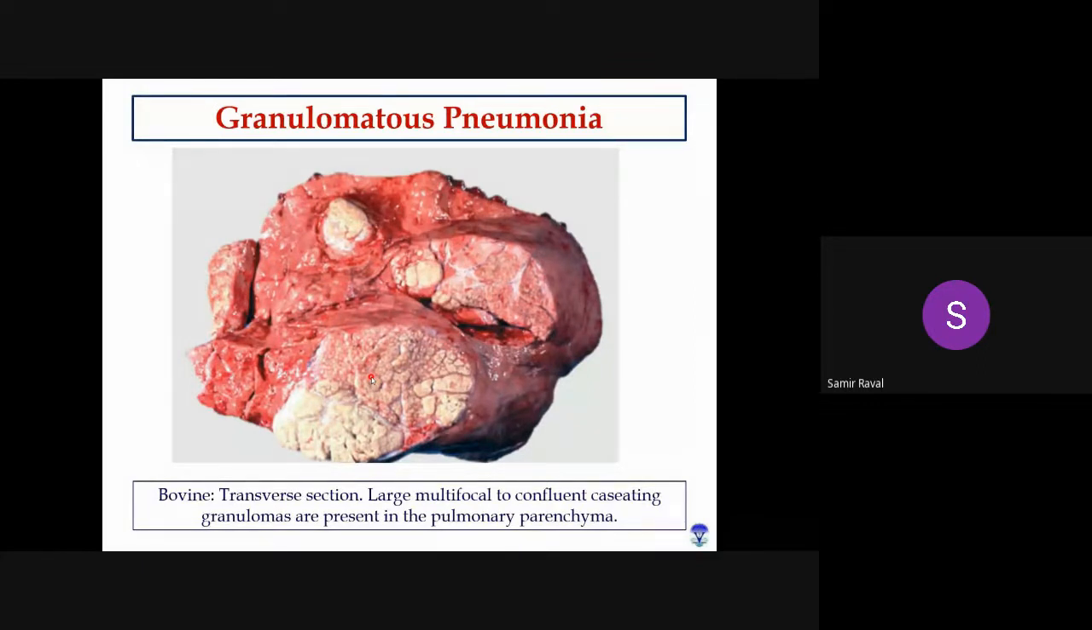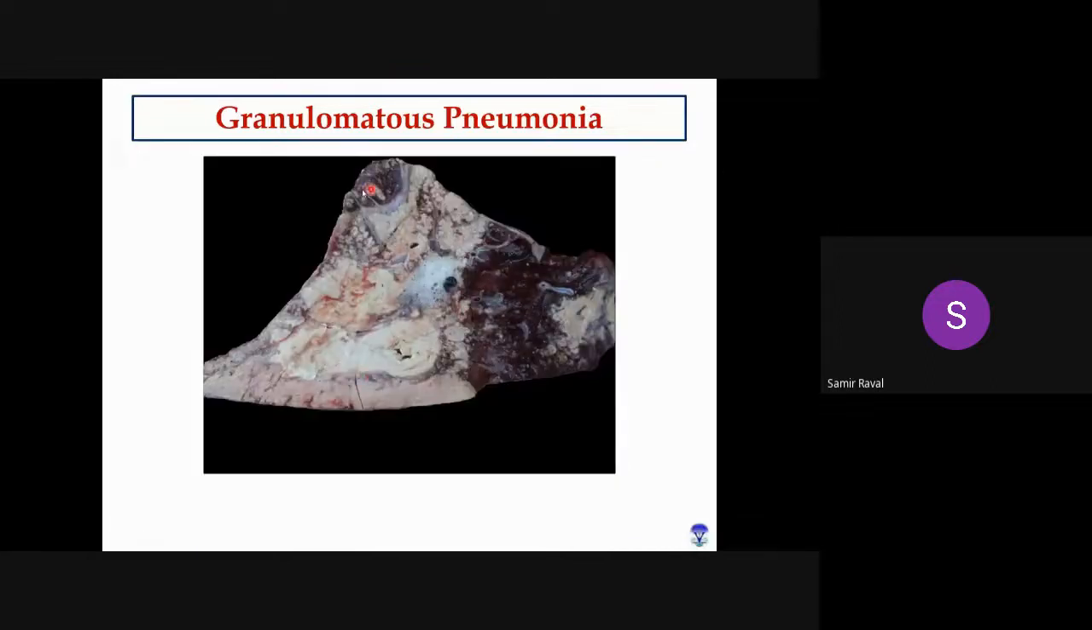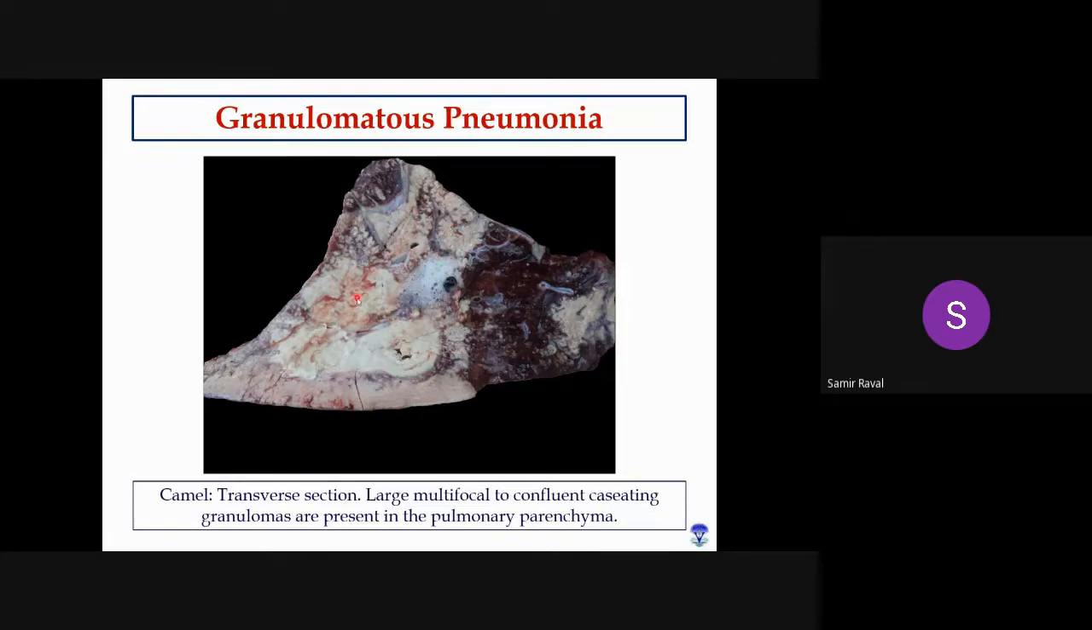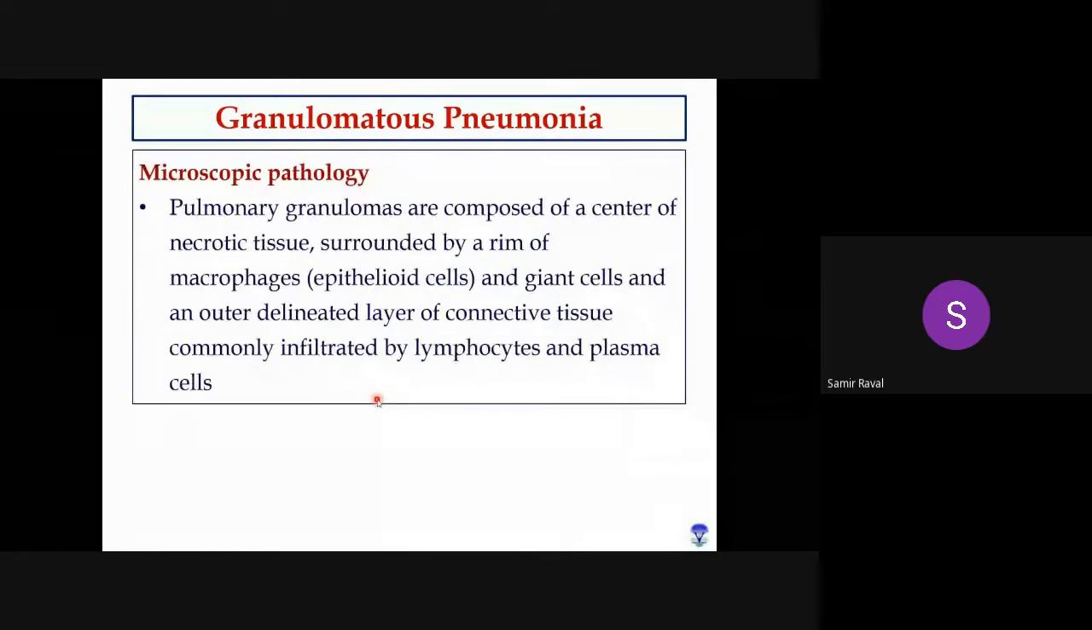Here you can see this is a cross section of the lungs of a camel, which is showing multifocal areas of granulomas. Okay, so all this white area is actually areas of granulomas, and these particular granulomas are also showing calcification. Microscopically, we have already discussed what we'll find in the case of granulomas, in particular any granulomas, whether they involve the lung, the intestine or the lymph nodes, the microscopic features are almost common.